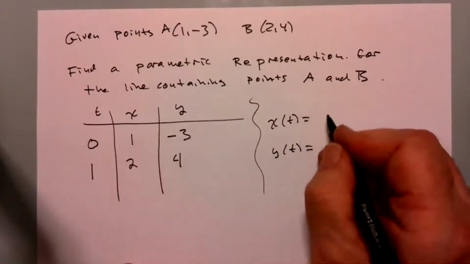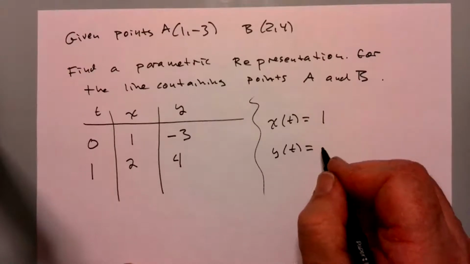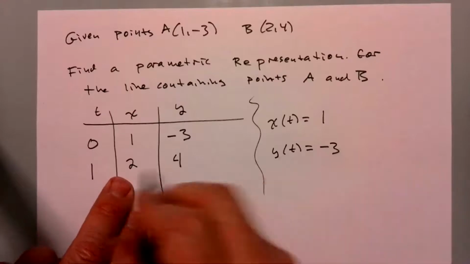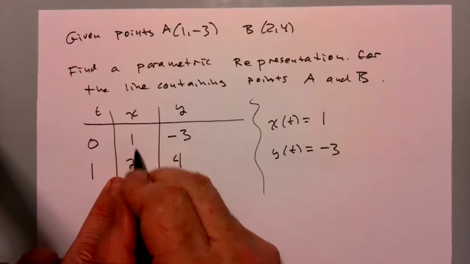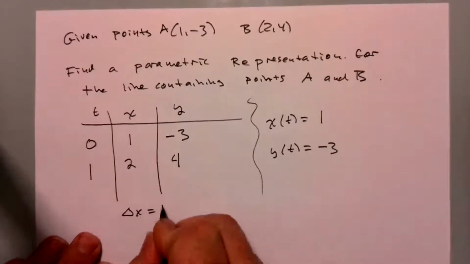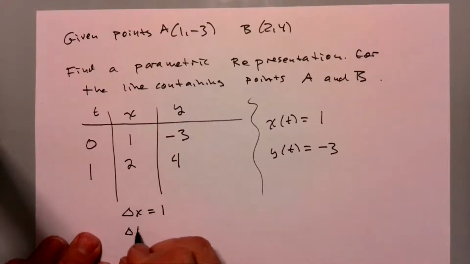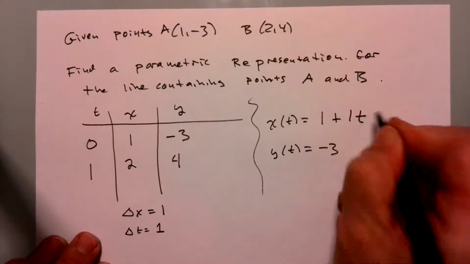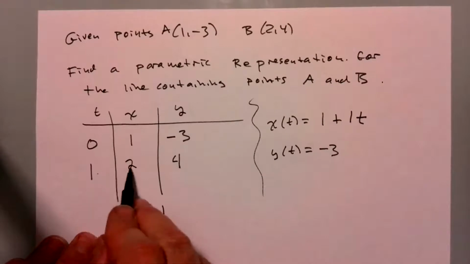Well, x starts with 1, y starts with -3. But when t is 1, I have to get to 2. So notice, what is my change in x? My change in x from 1 to 2 is just 1, and my change in t is 1. So it behaves sort of like a slope. So how about 1 plus 1t? When t is 1, 1 plus 1 is 2.